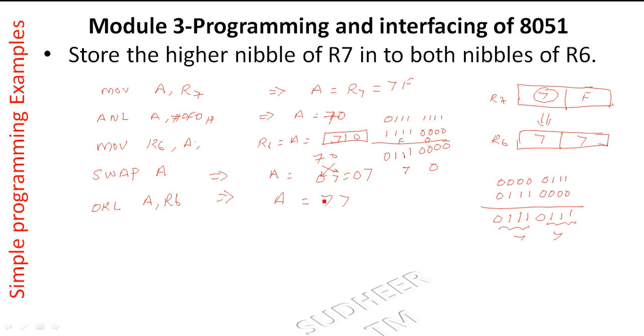Okay, this 77 should be brought to the R6 register. That is our question. So the instruction to do so is MOV R6 comma A. This will make R6 equal to 77. Both the lower nibble and the upper nibble of R6 are now 7. The 7F is my own example content. Whatever the content, it will follow. The higher order nibble of R7 will be copied to both nibbles of R6 if you do these instructions. Hope you understood.